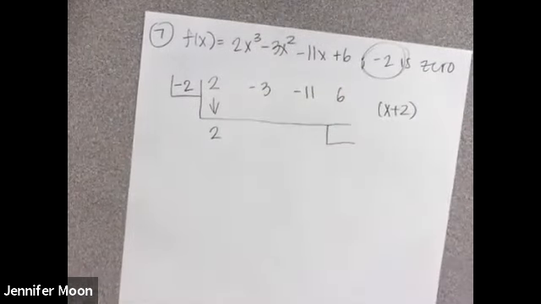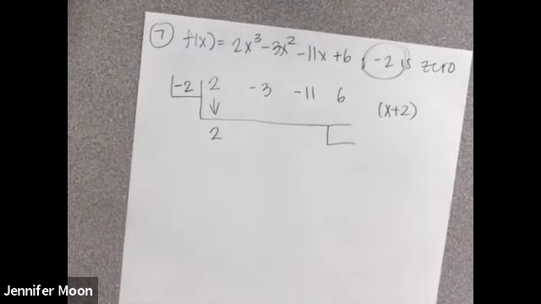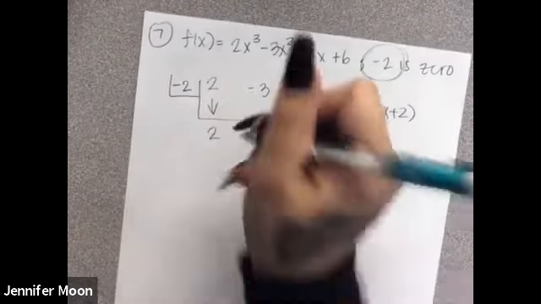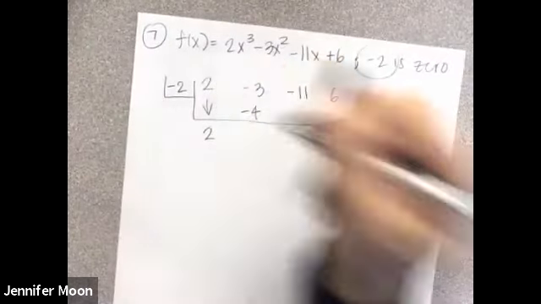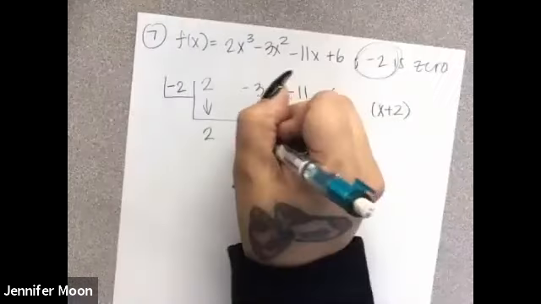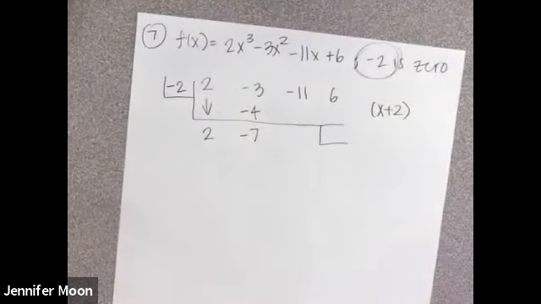Now, synthetic division: we multiply, combine, multiply, combine, multiply, combine, right? I should get a 0 here. If I don't, something's wrong. 2 times 2 is 4. Signs are different, so it's negative. And then we combine. Both of those signs are the same, so you add them together and you keep their sign.